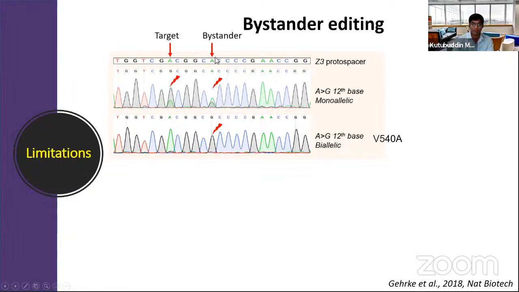And then another example, A is completely changed to G. So this is also a bystander editing. And this kind of change could also make an amino acid change, and that could also be undesired. You don't want that change. Okay. So this is another problem.